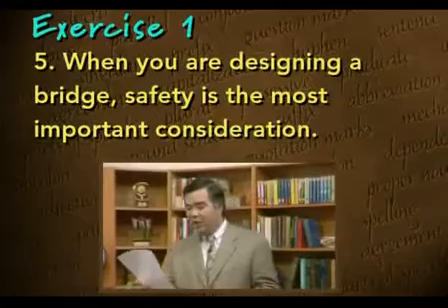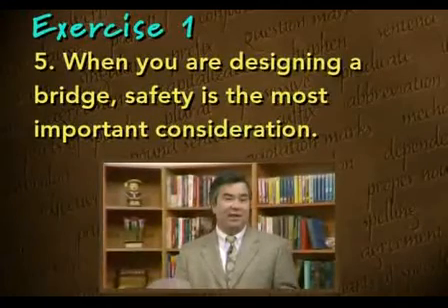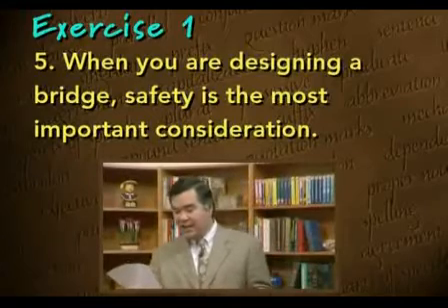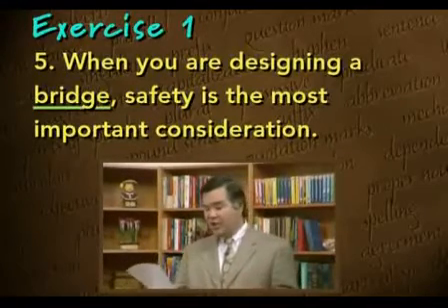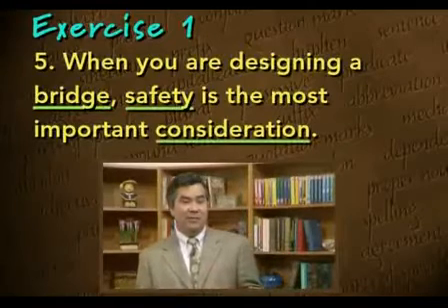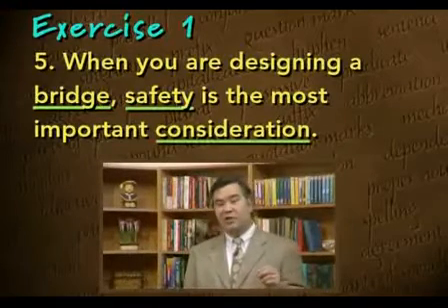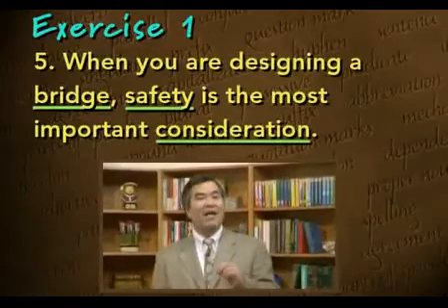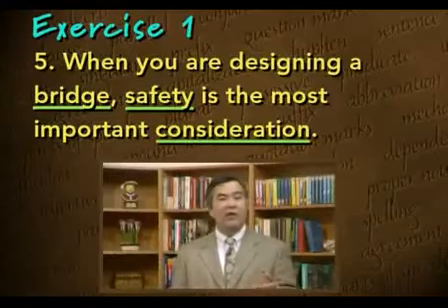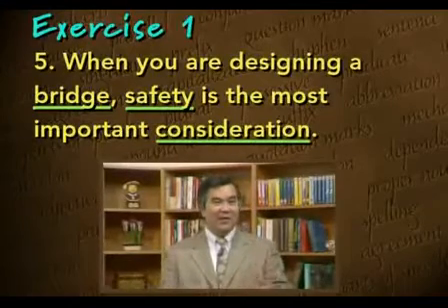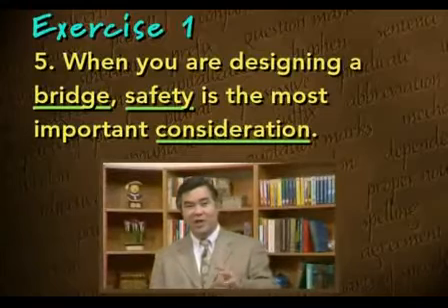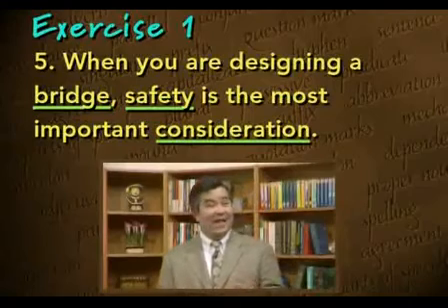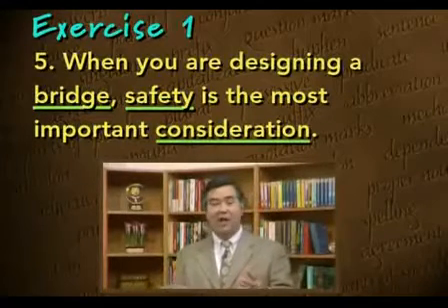When you are designing a bridge, safety is the most important consideration. What nouns did you notice in this sentence? There are three nouns: bridge, safety, and consideration. Notice that bridge describes a thing, while safety and consideration describe ideas. Nouns very often refer to concrete physical things, things that can be seen or perceived with the senses, but remember that nouns can also refer to ideas. And safety and consideration are both ideas.